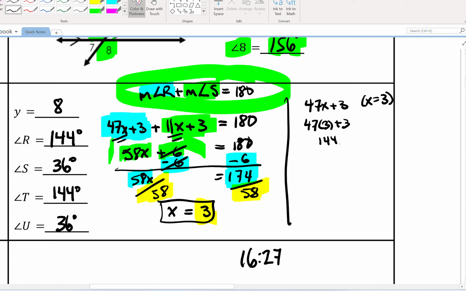Y si lo pones, eso da 144. Si lo haces igual con lo de 11x más 3, con eso de que x es igual a 3, eso es 11 por 3 más 3, y eso es 33 más 3, y eso es 36. Y esos dos se suman a 180. Así que eso es el chequeo.